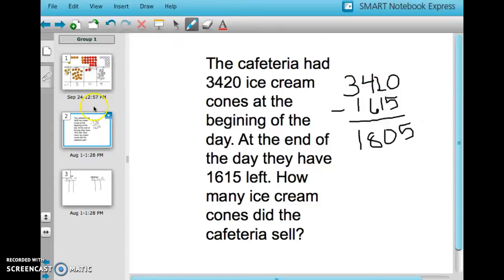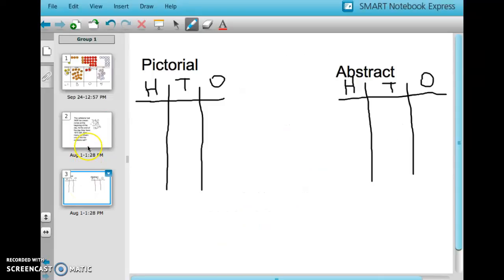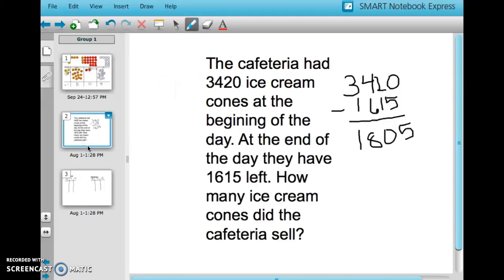So now we're going to go ahead and move on over to pictorial and abstract models. But we want to get a refresher on what the question was, right? So the question was, the cafeteria had 3,420 ice cream cones at the beginning of the day. At the end of the day, they have 1,615 left. How many ice cream cones did the cafeteria sell?